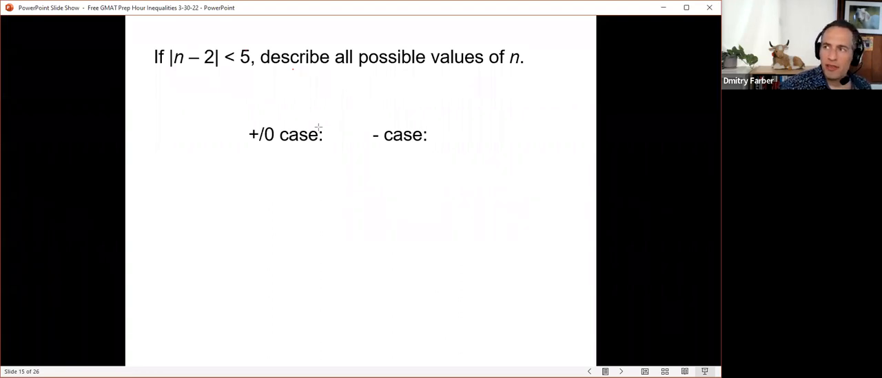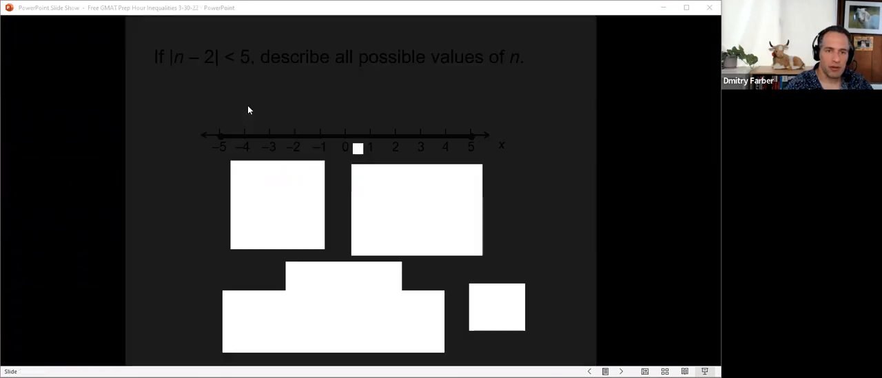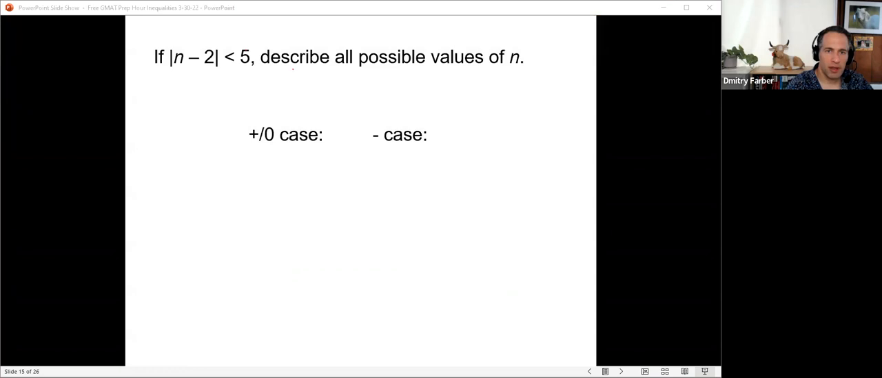In a case where the underlying thing could be negative, I have to think about what absolute value does. Absolute value turns negative numbers positive, but how does it do that? It multiplies them through by a negative. So a very mechanical way you can do any absolute value question is simply to look at the two cases. In one case, I don't have a negative, I just remove the absolute value sign. So I write n minus 2 is less than 5, and I manipulate this the way I'd manipulate any inequality: n is less than 7.